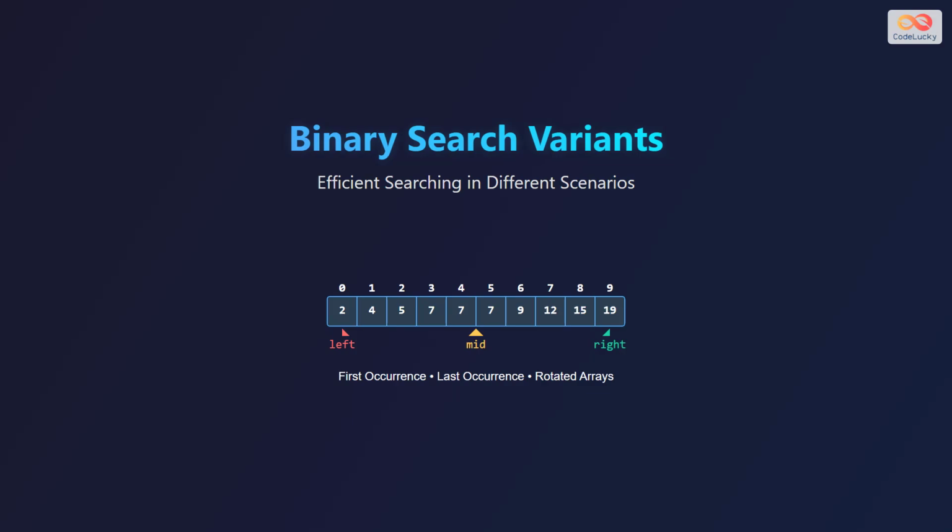Welcome to the world of binary search variants, where we explore how to efficiently search in different scenarios. Binary search is a powerful algorithm, and we'll see how it can be adapted to solve a variety of problems beyond the standard sorted array search. We will explore locating the first and last occurrences of an element and searching in rotated sorted arrays. These variants leverage the core principles of binary search to maintain efficiency while addressing specific search requirements.